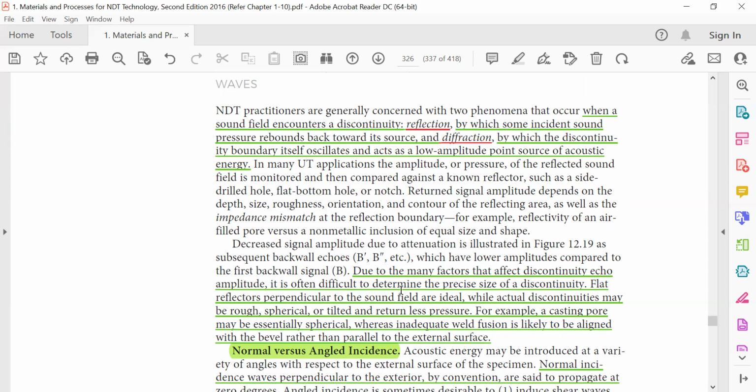Due to the many factors that affect discontinuity echo amplitude, it is often difficult to determine the precise size of a discontinuity. Large reflectors perpendicular to the sound field are ideal, while actual discontinuities may be rough, spherical, or tilted, and return less pressure. For example, a casting pore may be essentially spherical, whereas inadequate weld fusion is likely to be aligned with the bevel rather than parallel to the external surface.